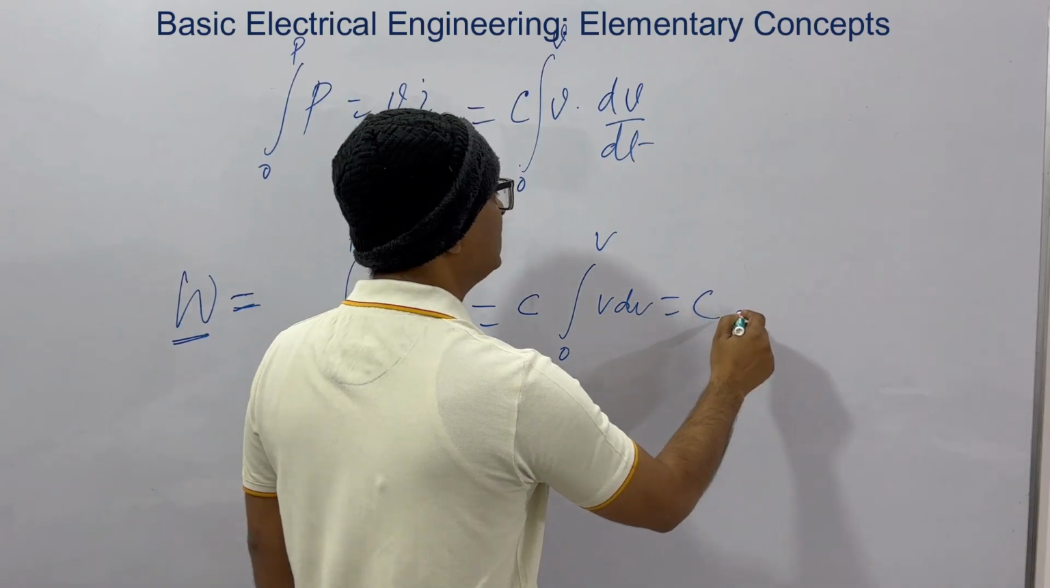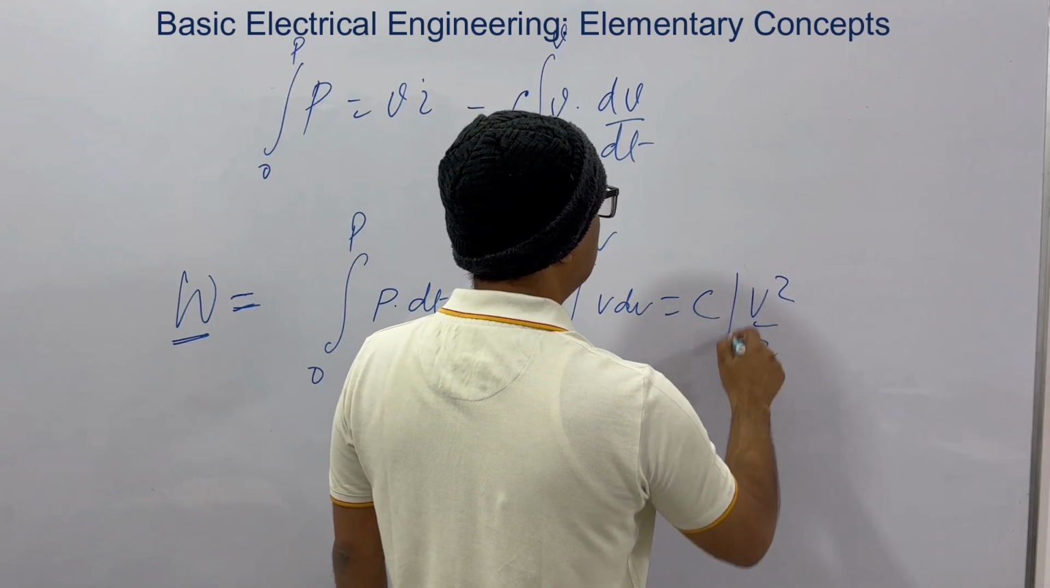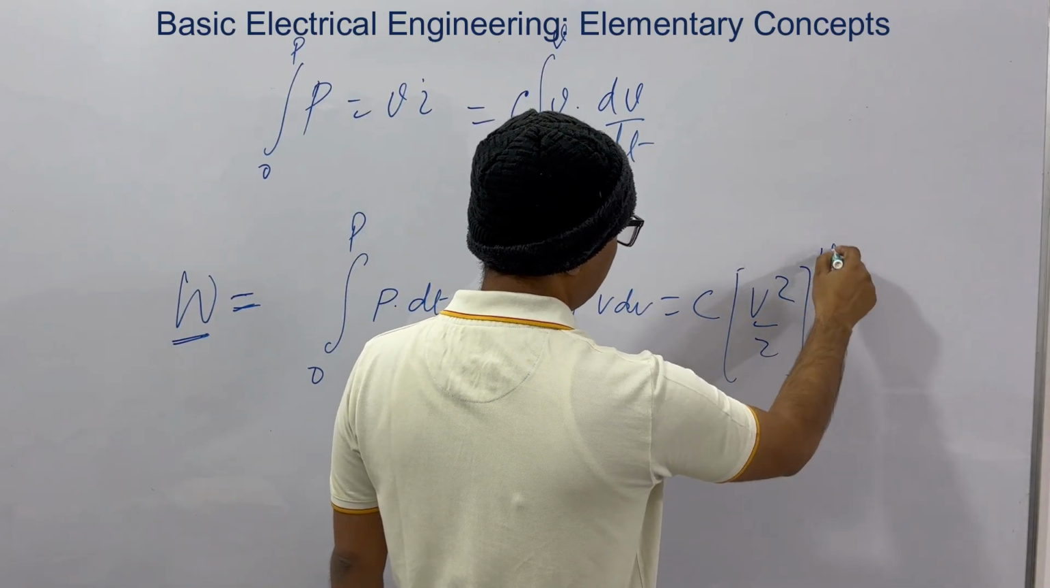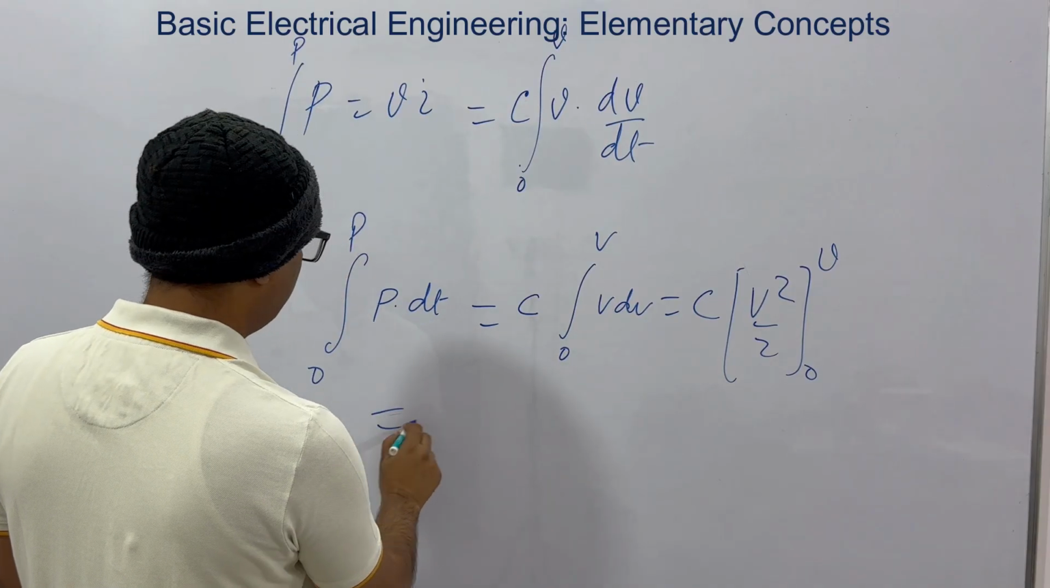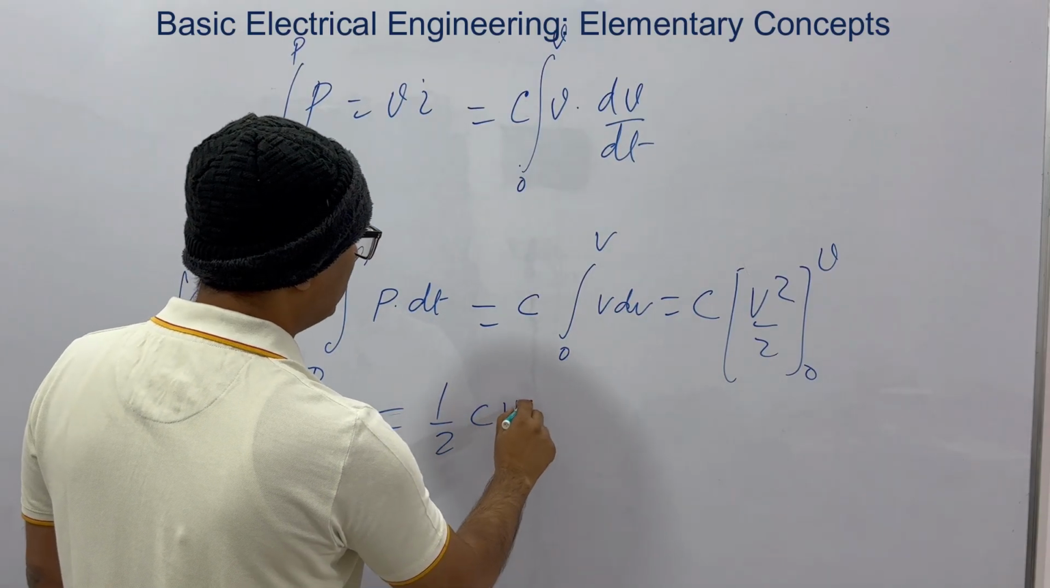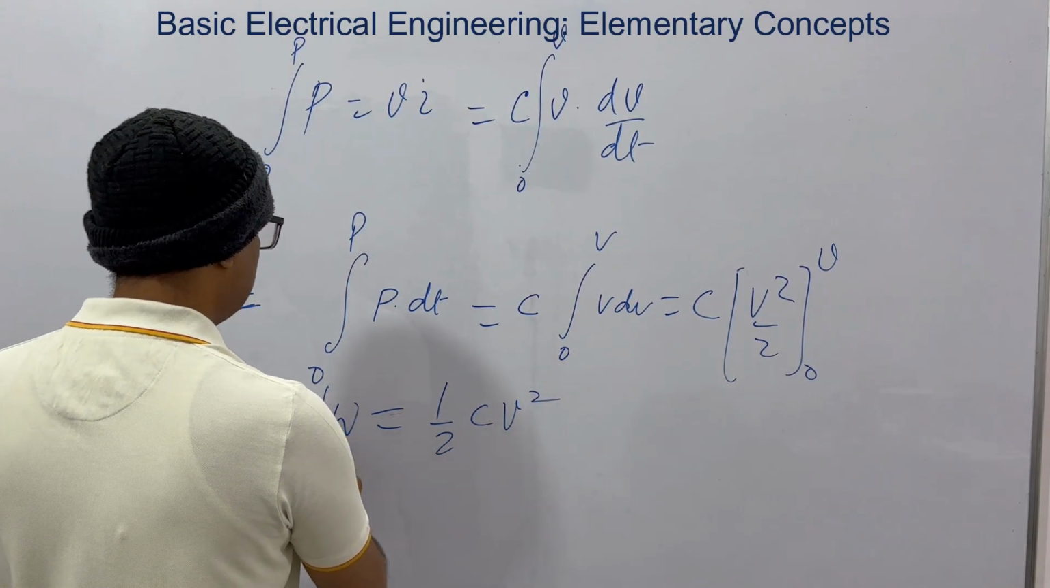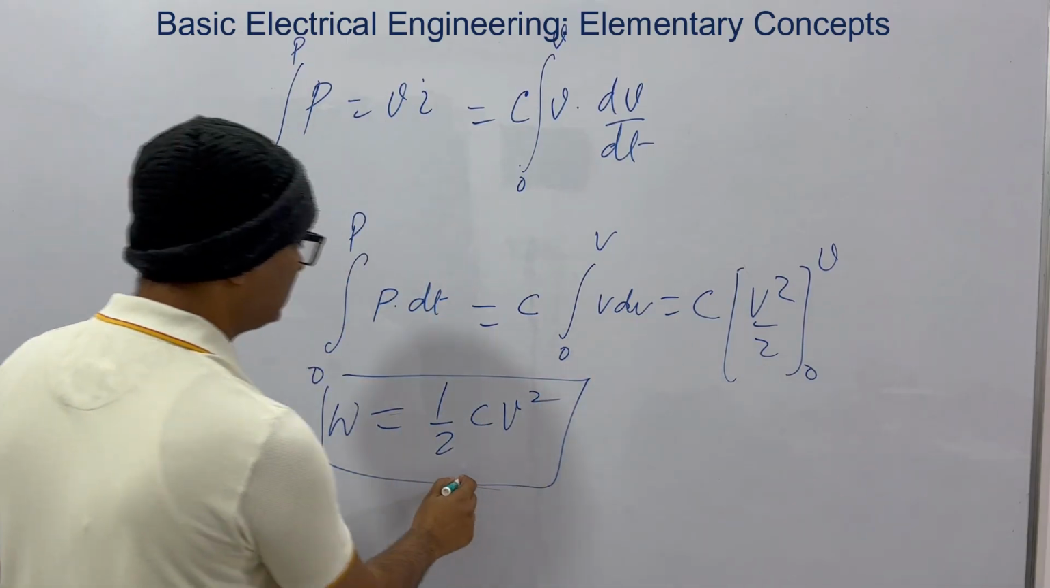So what will this be? This will be V square by 2 from 0 to V. So what do we get? We get half CV square. This is the energy stored in the capacitor.